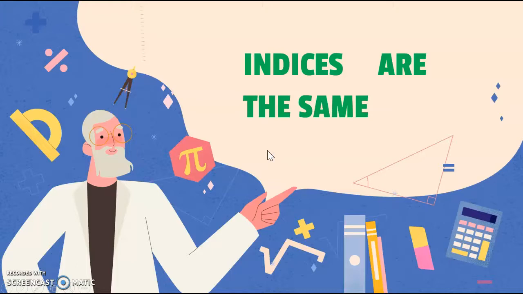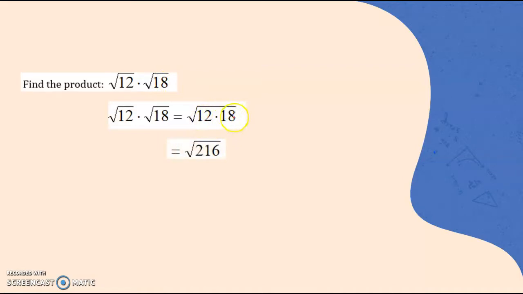So there are times that the radicals pertain to a particular case. In this event, we can have indices that are the same. So may pagkakataong mga index nila ay pareho. So for example, square root of 12 times square root of 18. In this case, if the indices are the same, you're just going to multiply the radicands, the 12 and 18. Basically, pag multiply mo niyan, 12 times 18, that's going to give you 216.